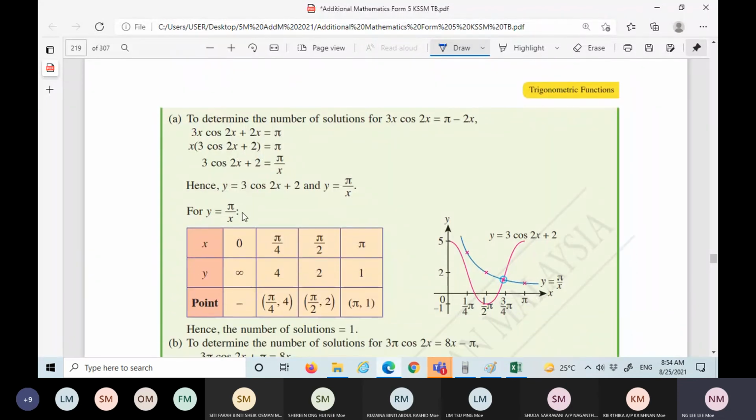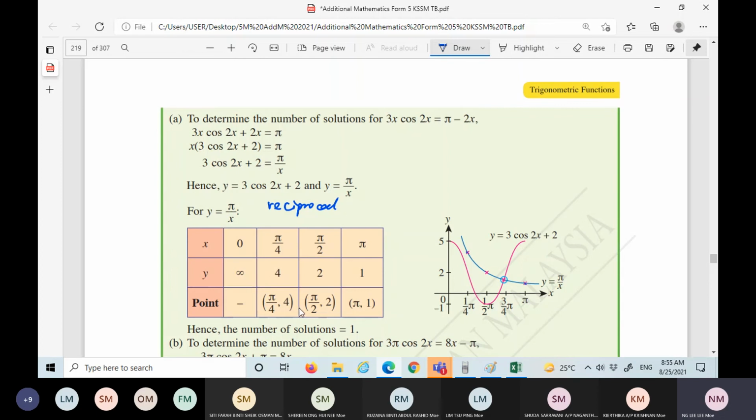So you see, y equals pi over x. For y equals pi over x, you have to be careful because x is at the numerator. This is a reciprocal graph. This is not a straight line graph. When this is a reciprocal graph, you need more points. Two points is not enough. If you get two points and draw a straight line, then it's not correct already. You get more points, then you sketch the reciprocal.